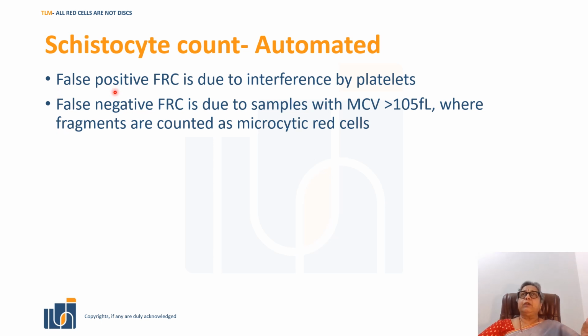False positive FRC is obviously due to the presence of platelets or macroplatelets. False negative FRC is due to samples with a high MCV greater than 105 femtoliter, where fragments are counted as microcytic red cells. So yes, it's not that you have automation, everything is hunky-dory. You have to keep on looking at the samples that you're feeding, cross-checking it with a peripheral blood smear or a digital morphology analyzer, whichever you have in your lab, and you will arrive at something that suits you fine and you will validate it in your own laboratory setting.